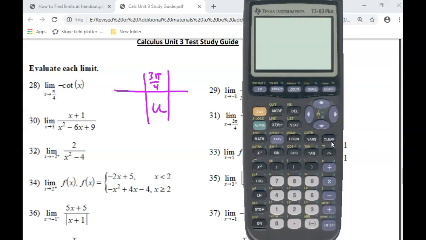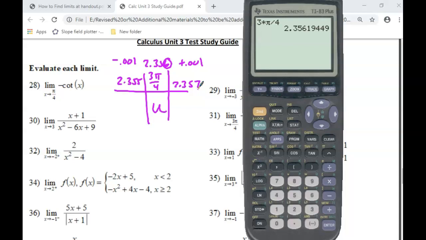What is 3 pi over 4? 3 times pi divided by 4 is 2.356, right? So 2.356. If I take a thousandth off, that's 2.355. And if I add a thousandth, remember a thousandth is like this, I'm taking out 0.001. In other words, I take 1 off the last number. And if I add a thousandth to that, then I get 2.357.